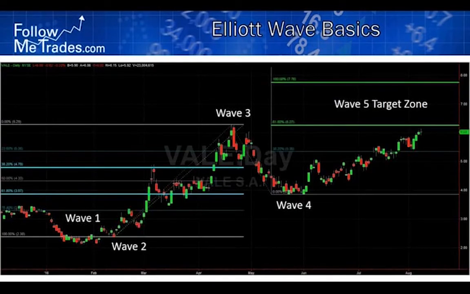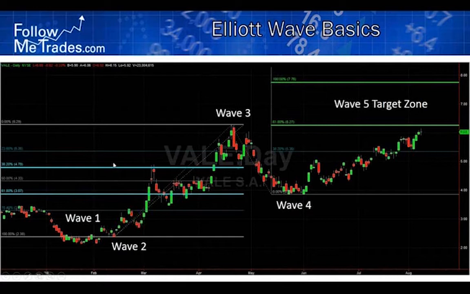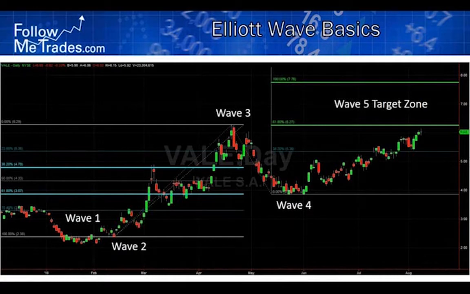Okay. Here's some basics. Here's what it looks like on a chart. So this is Vale. It's a mining stock, and this is actually a real trade that we were trading with my advisory service. So you can see wave 3 here is a big, obvious move on the chart. It's the biggest move, and that's where I say we don't have to do anything really, really complicated. If you come to a chart like this and you go, well, what's the biggest price move?